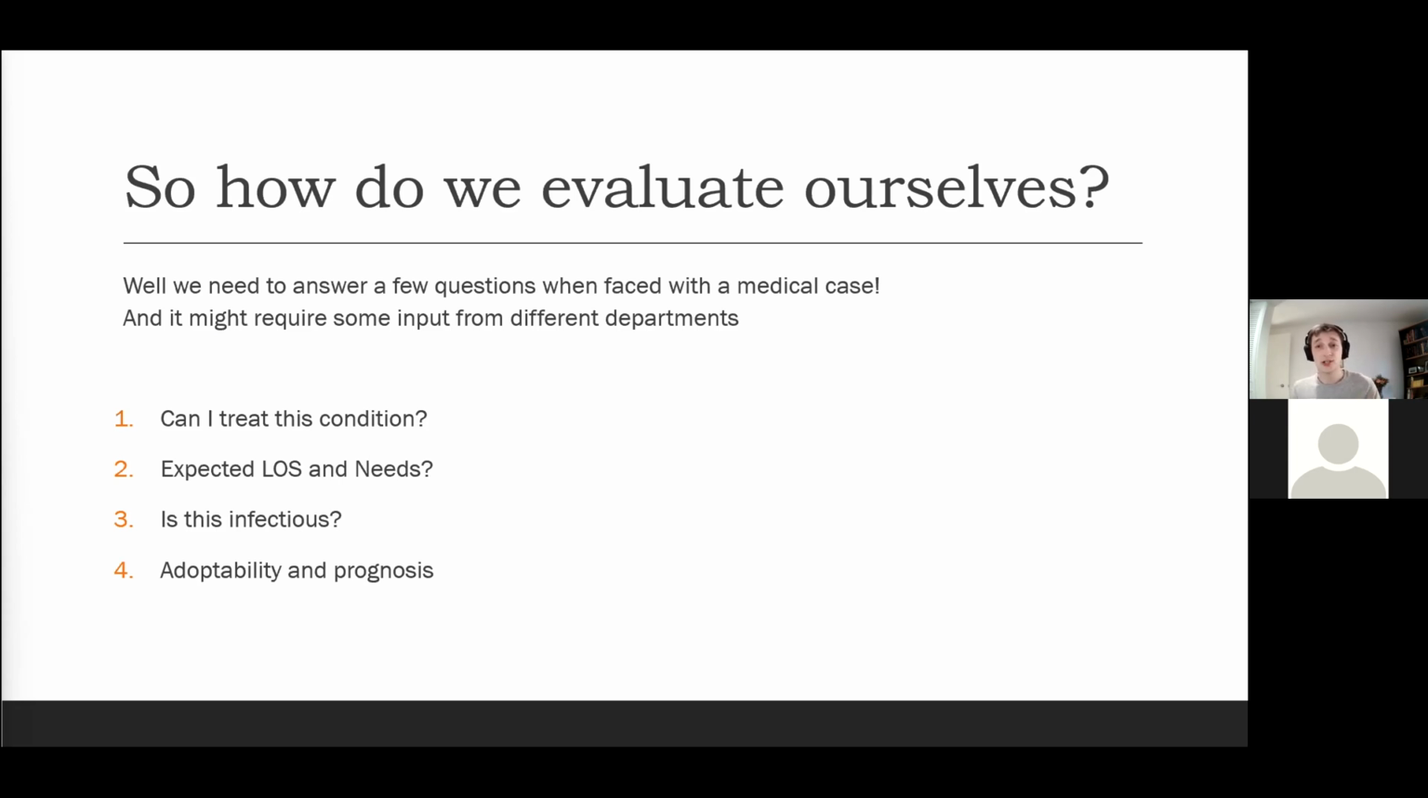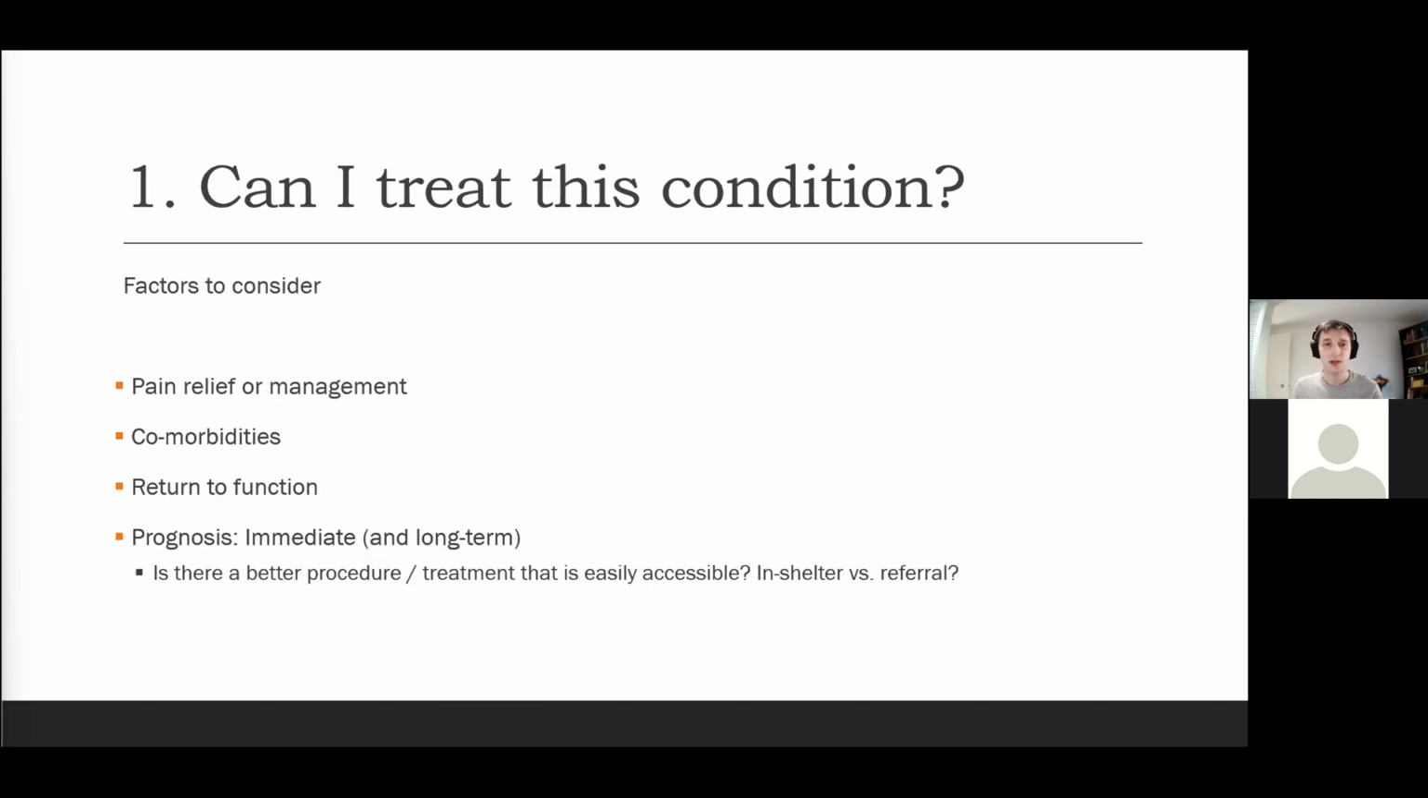And so 4 questions that I have for today that are definitely not exhaustive, and every situation has its own quirks that would probably need to be addressed. But the 4 kind of major ones I usually have is, can I treat this condition? What is the expected length of stay and the needs of the animal? Is this infectious? And what is the adoptability and prognosis of this animal moving forward? So first off, is this a case we can realistically manage in a shelter setting while providing a level of care that we are comfortable with?